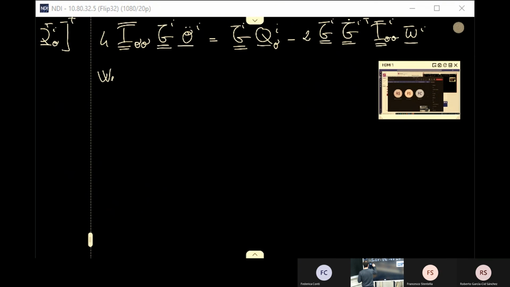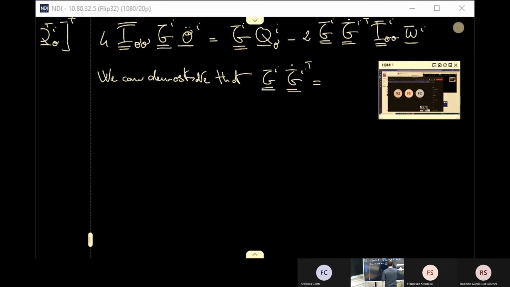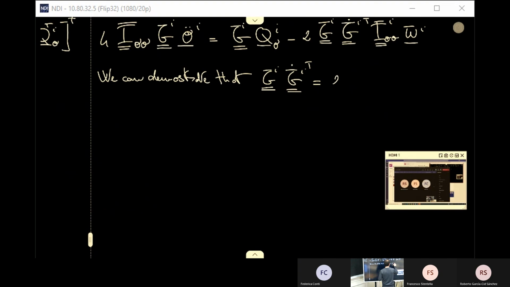So we can demonstrate that G_i times G_i dot transposed is 2 times, if you remember, the skew-symmetric matrix omega_i.